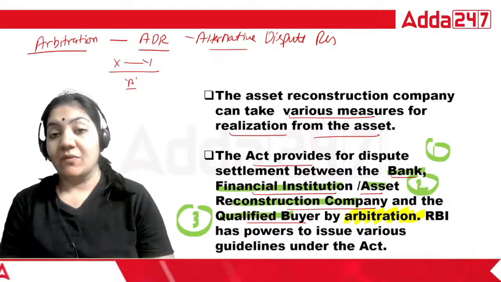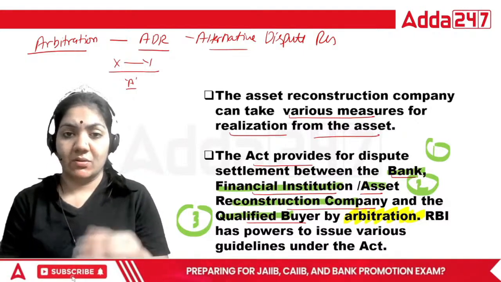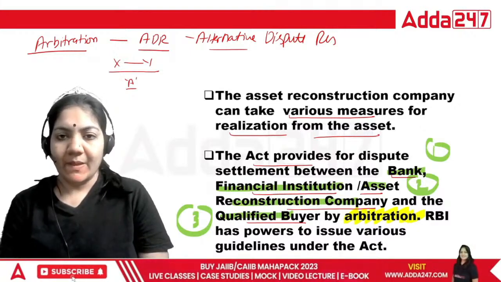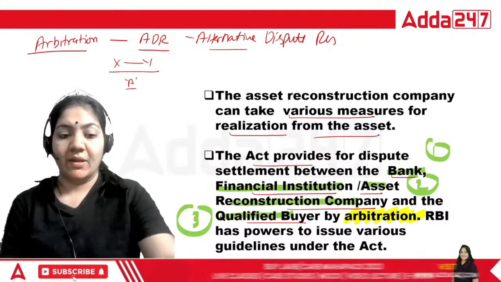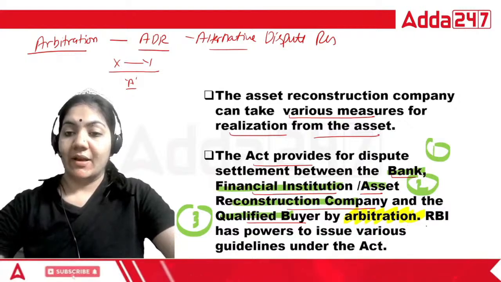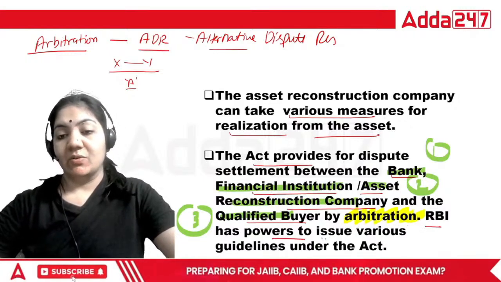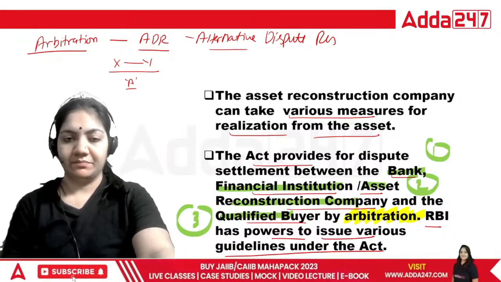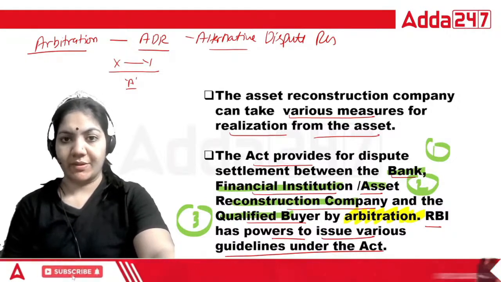That can become a question: through arbitration, what are the parties' names under this one? So this is important, okay? And what is the last line? That RBI has power to issue various guidelines under this Act. So this is your third point.